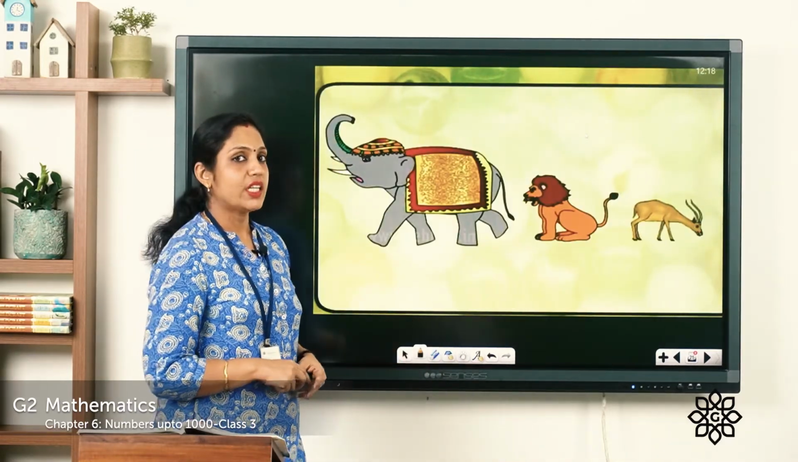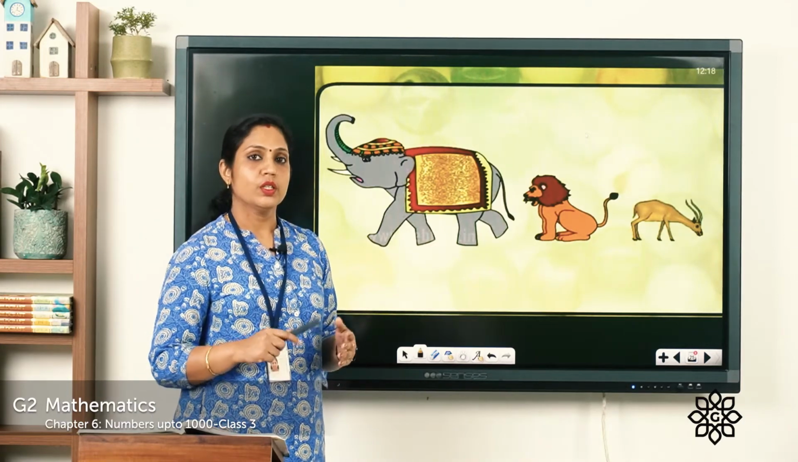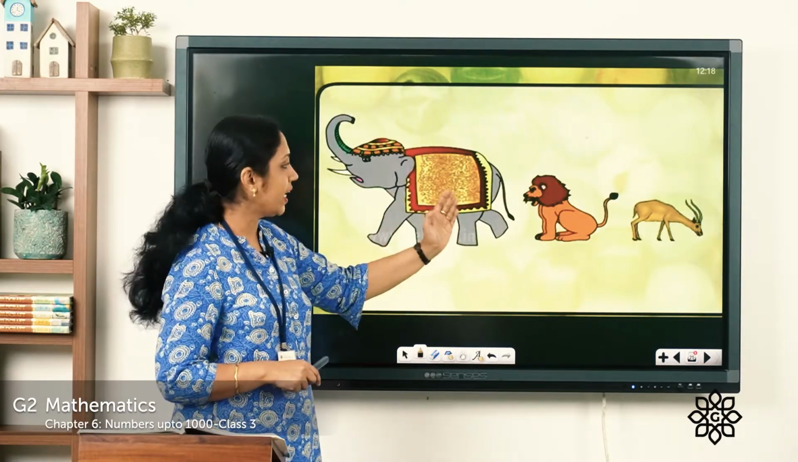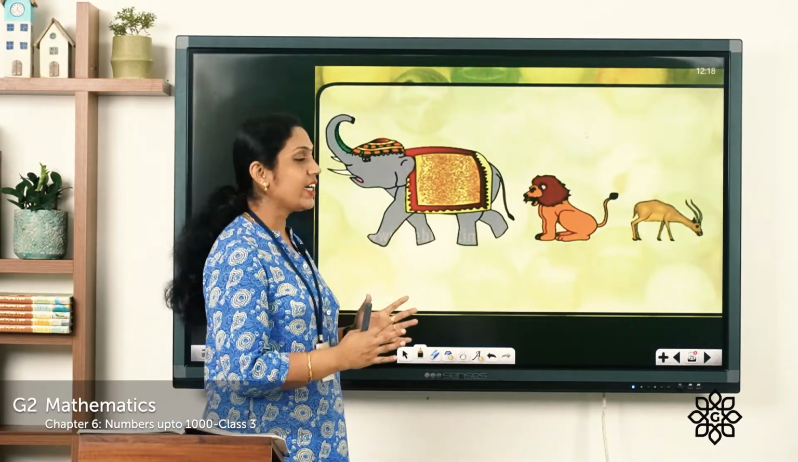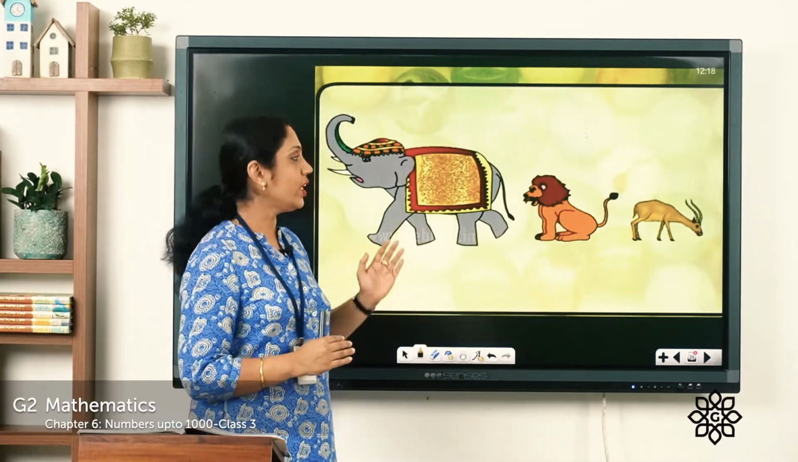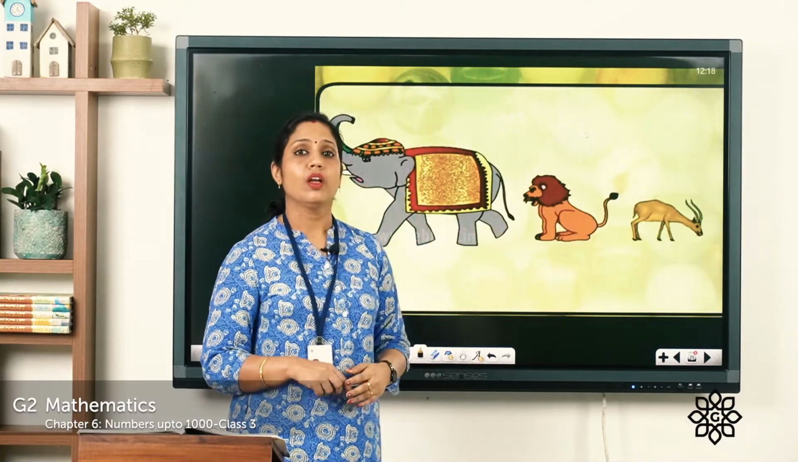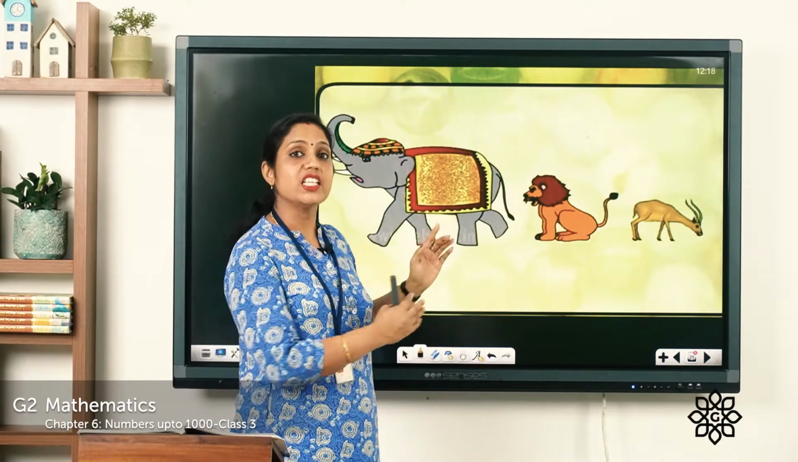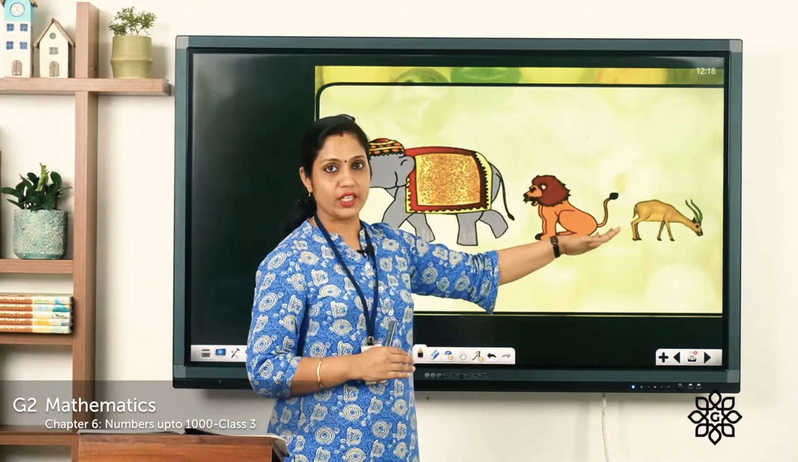In this picture, you can see an elephant, a lion and a deer. So you can see first the elephant, then the lion and then a deer. So we can say that the lion is in between elephant and the deer. Here you can also say that the elephant is before the lion and the deer is after lion.